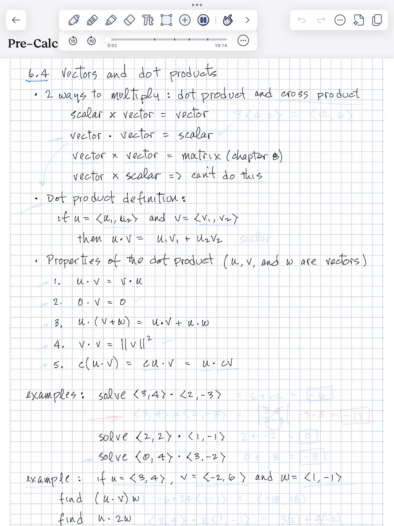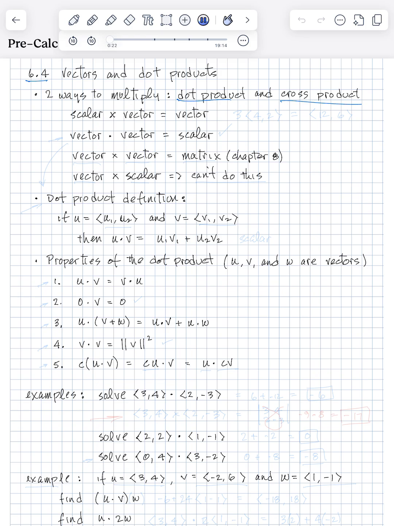Lesson 6.4, vectors and dot products. There's two ways to multiply vectors and scalars. It's a dot product or a cross product. For example, if we have a scalar times a vector, we get a vector.